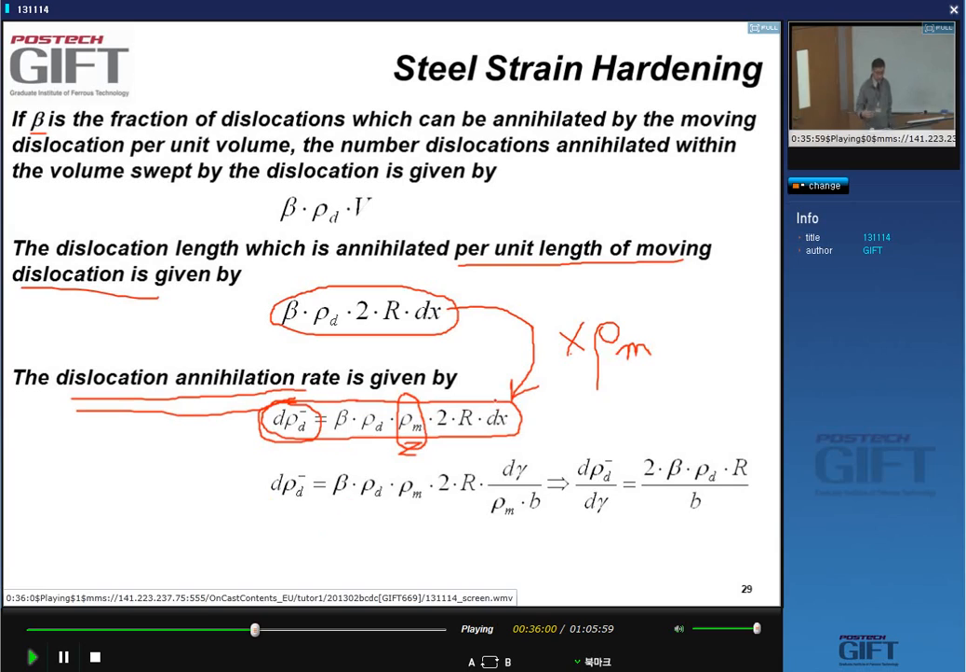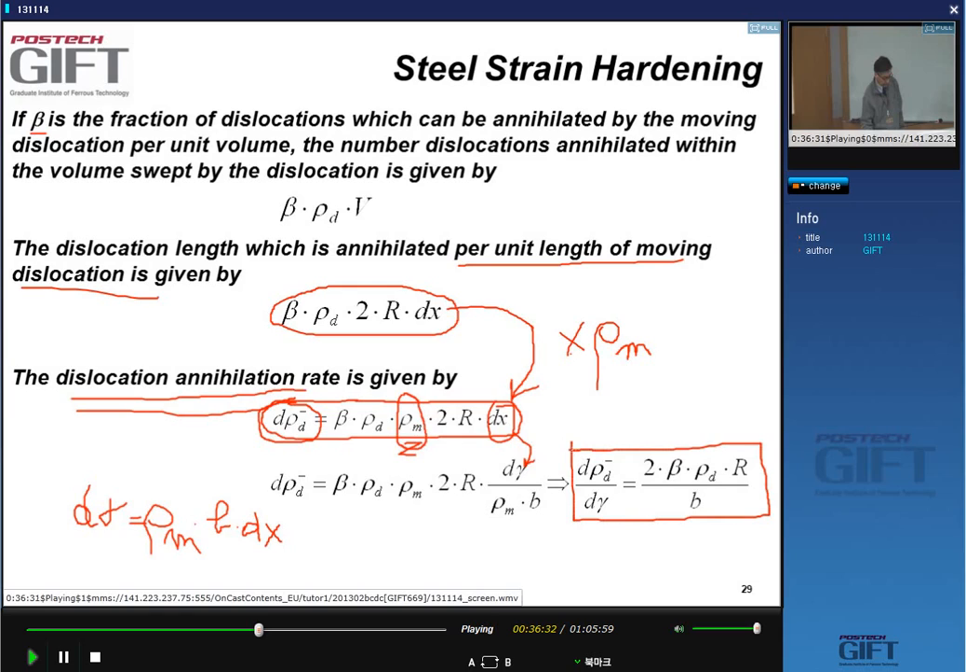Okay, and now I use the same equation for the relation between dx and the shear strain. You remember that the shear strain was equal to the mobile dislocation density times b times dx, yes? And so this gives me dx is d gamma divided by rho_m times b, okay? So this gives me a formula for the rate of annihilation: 2 beta times rho, the dislocation density, times r divided by b. So it is proportional to the dislocation density. So I have a storage term, which is proportional to the square root, and I have an annihilation term, which is proportional to the dislocation density.